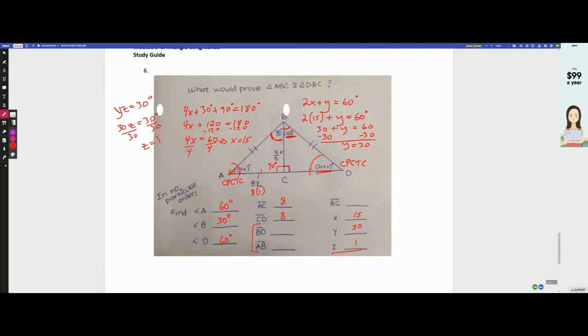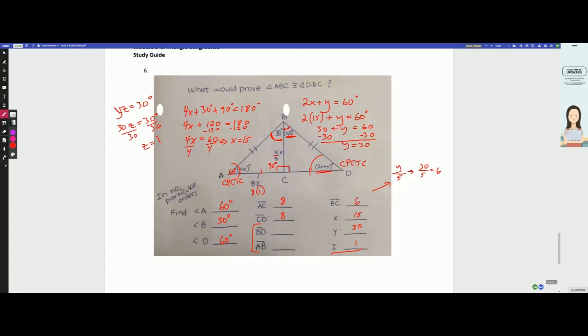BC is just y over 5, and y we said was 30. So to find BC, okay, I'll show my work over here for BC. We have y over 5, which is really just, well, y is 30, and what's 30 divided by 5? 6, all right? So BC is 6.